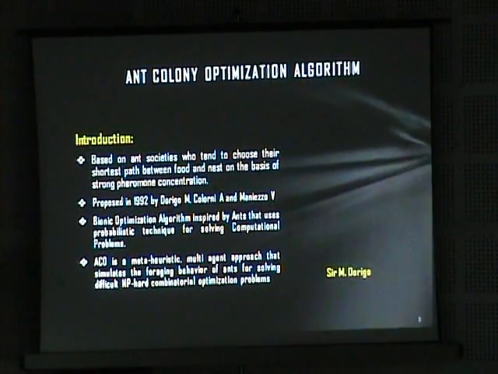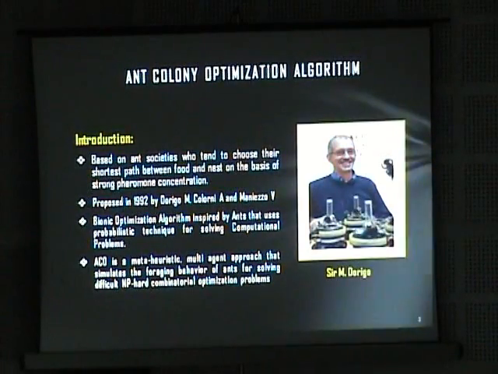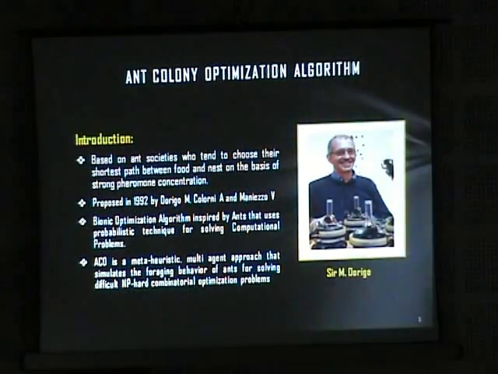So this behavior of ants was studied by 3 Italian scientists, and it was Sir Dorigo who proposed this algorithm, and it's a bionic optimization algorithm which inspired them to use the probabilistic techniques to solve the combinatorial optimization problem. When we talk about combinatorial optimization problem, we are basically dealing with those kinds of problems where the solution set is huge and we have to find out the best solution within the shortest given time.